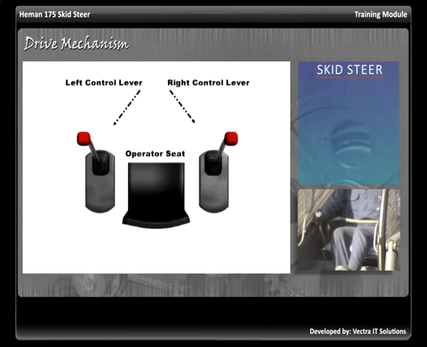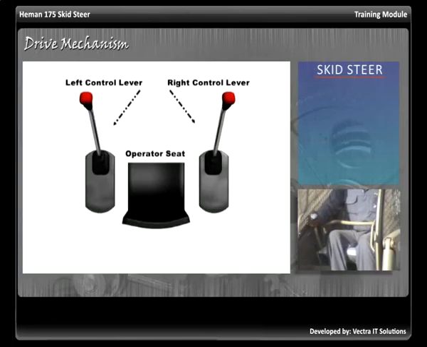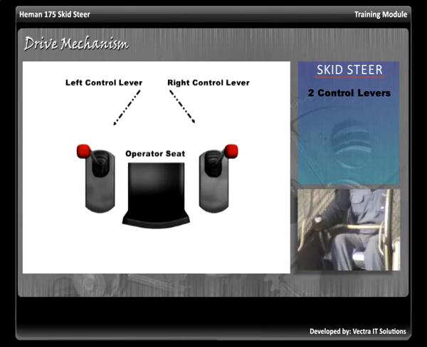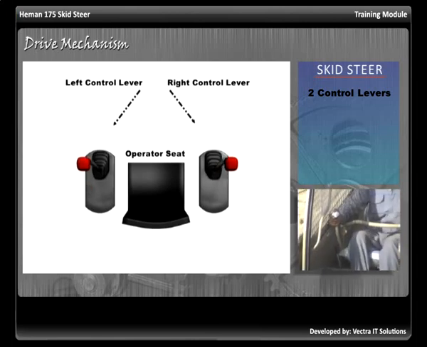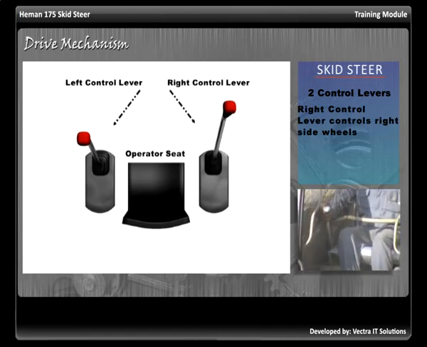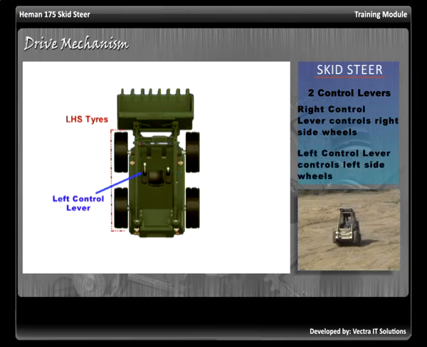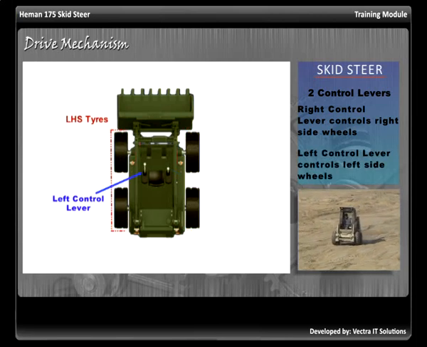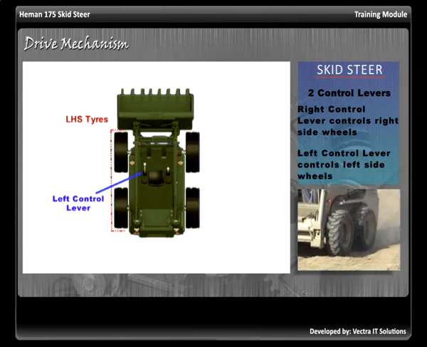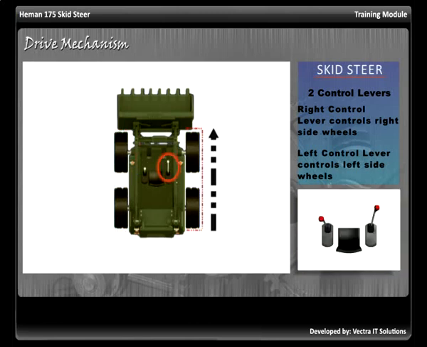Broadly, skid steer is driven by the operator with the help of 2 control levers, located on left and right side of the operator's seat. The right control lever controls the motion of the pair of wheels on the right side of the vehicle, while the left control lever controls the motion of the wheels on the left side of the vehicle. Moving the right control lever forward moves the pair of wheels on right-hand side in the forward direction. Moving the right control lever backwards moves the pair of wheels on right-hand side in the reverse direction.